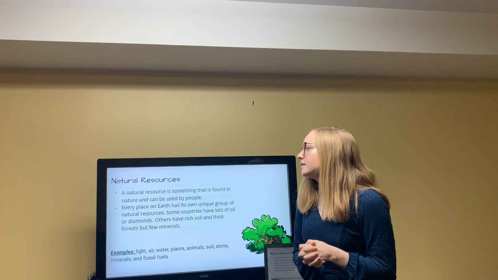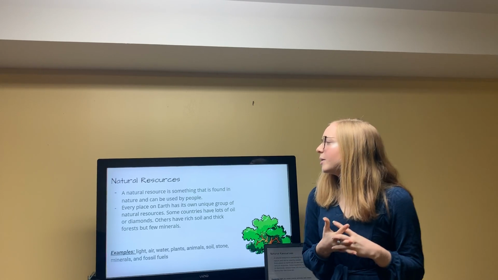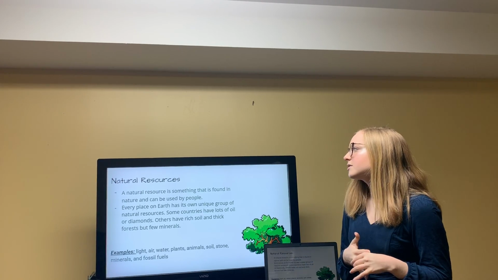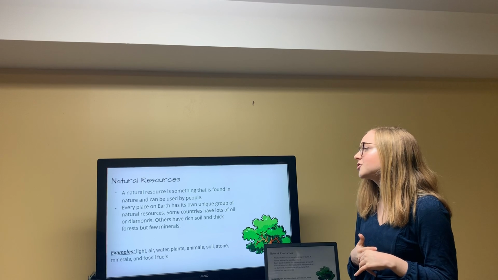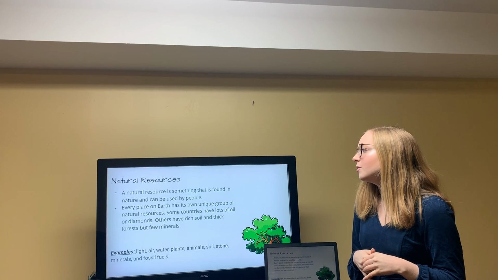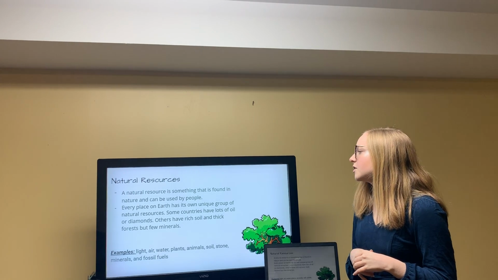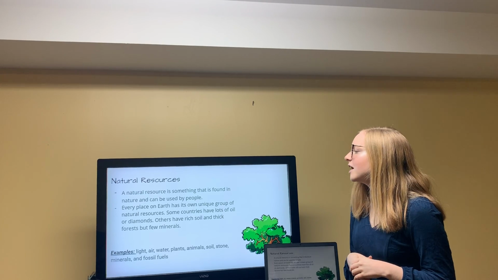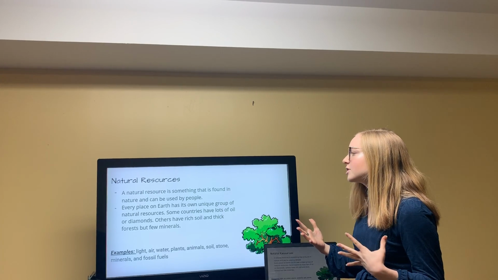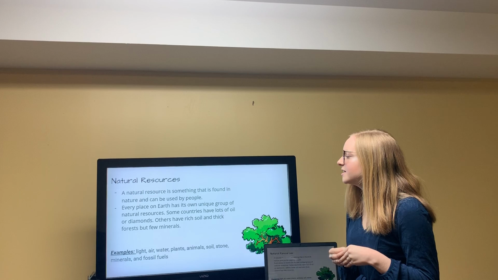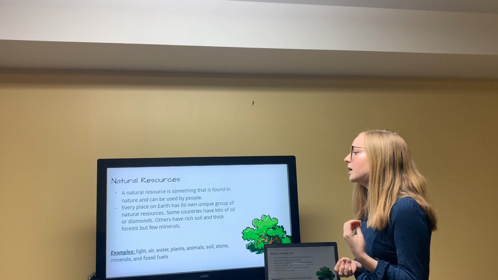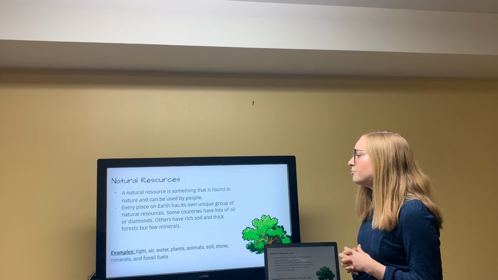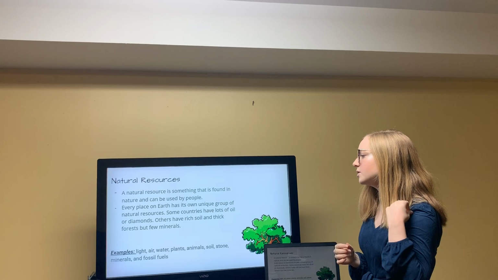Natural resources is what we're going to talk about next. A natural resource is something that is found in nature and can be used by people. Every place on Earth has its own unique group of natural resources. Some countries have lots of oil or diamonds. Others have rich soil and thick forest, but few minerals.